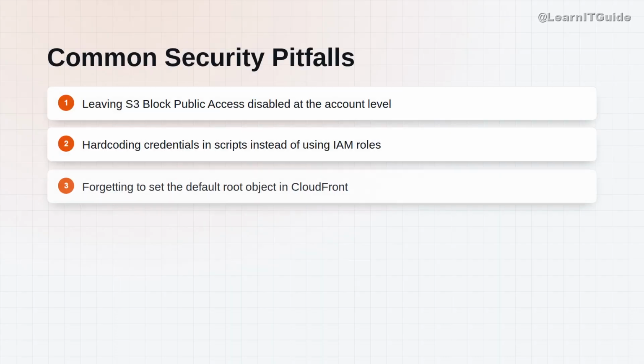What are the common mistakes here? First, failing to block public access at the account level is a massive risk. Second, never hardcode your credentials in scripts. Always use your local AWS profile or instance roles. Finally, a very common error is forgetting to set your default root object in CloudFront, which usually results in an access denied error when users visit your base domain. To be precise, that covers leaving S3 Block Public Access disabled at the account level, and hard-coding credentials in scripts instead of using IAM roles.